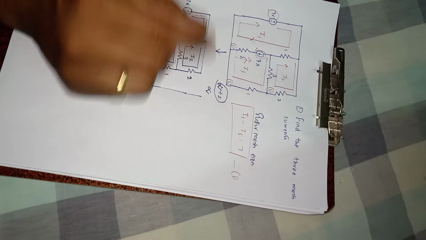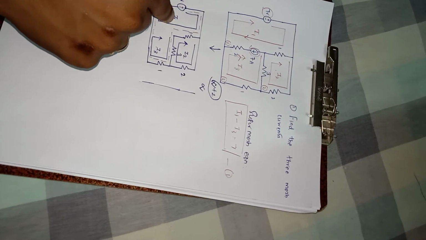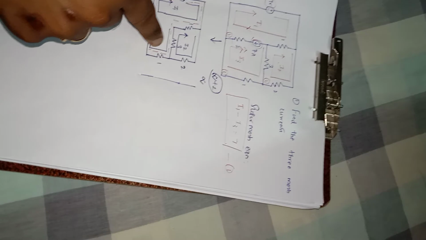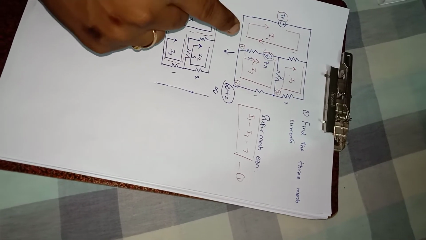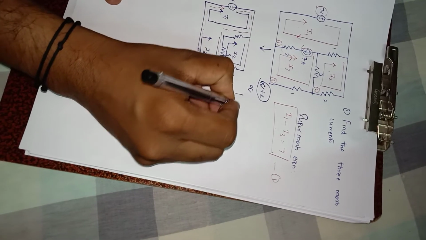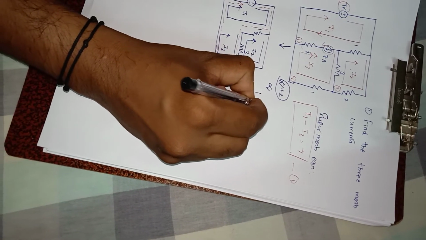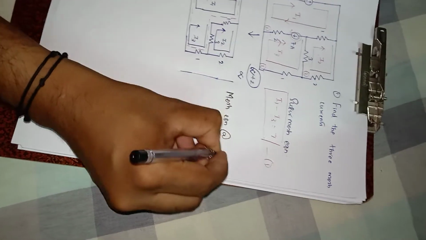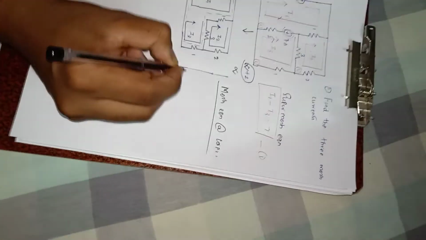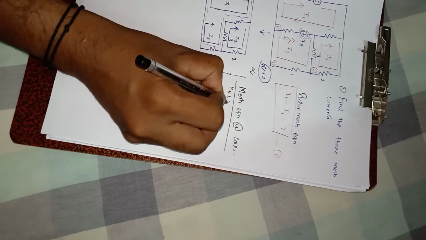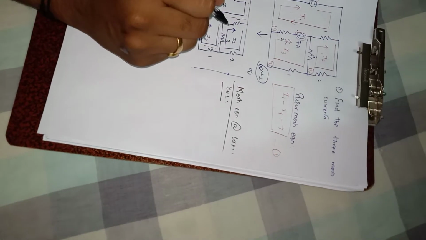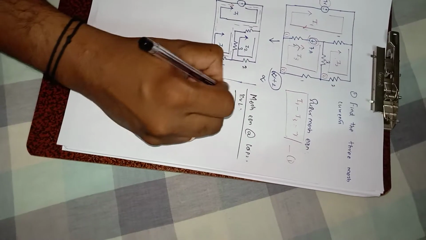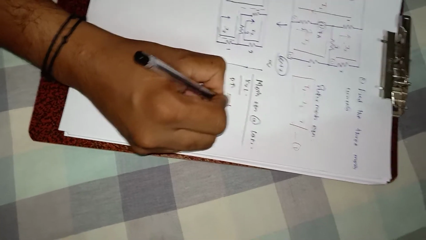Now we have to use Kirchhoff's voltage law to frame the equations in this super loop as well as in this loop. First let me write the mesh equation at loop number 2. By using Kirchhoff's voltage law, which states that in a closed loop the potential rise is equal to the potential drop.